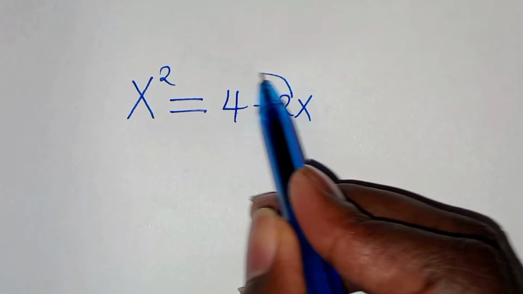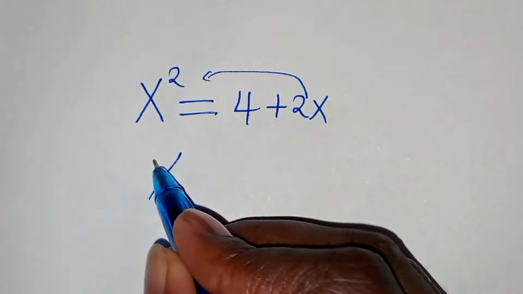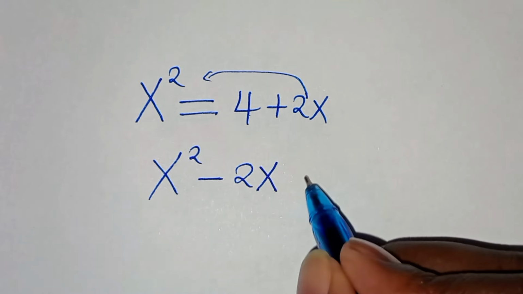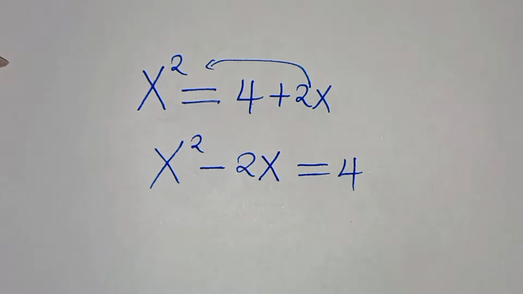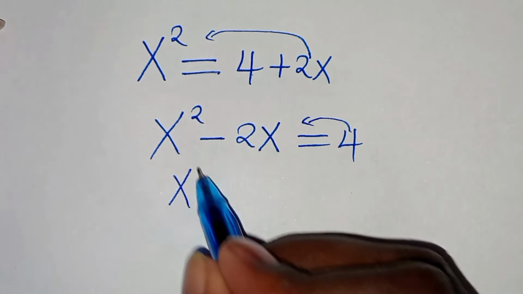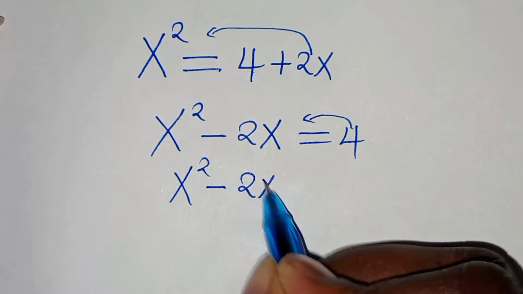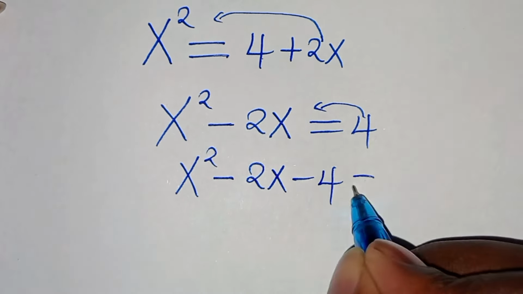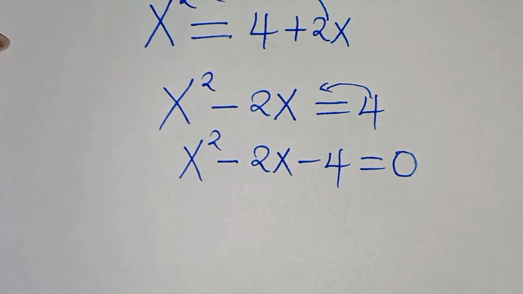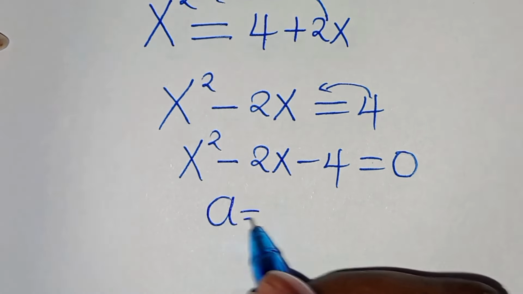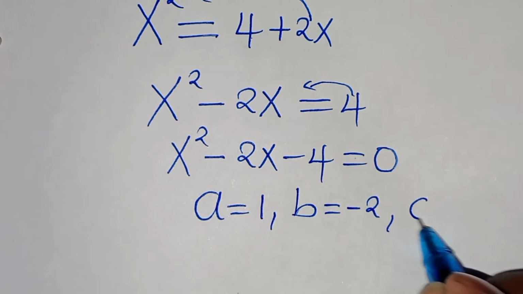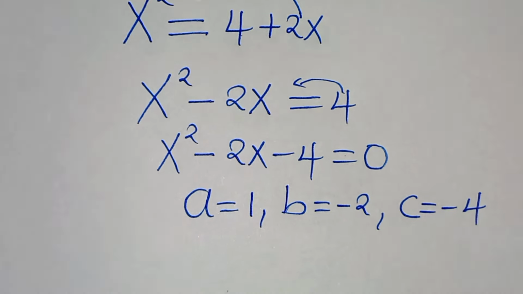Let's take 2x to the left hand side, so that we have x squared minus 2x equal to 4. Now let's take 4 to the left hand side. So this is x squared minus 2x minus 4 equal to 0. This is a quadratic equation where a is equal to 1, b is equal to minus 2, and c is equal to minus 4.